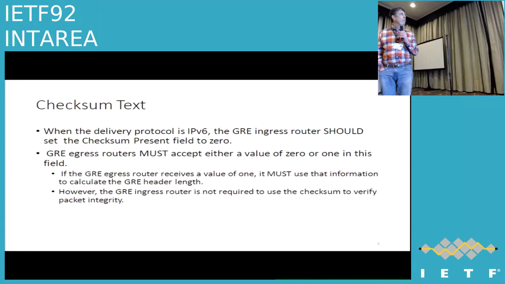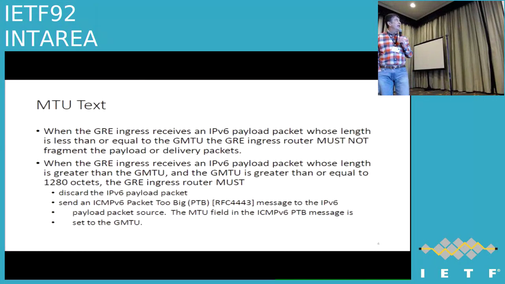The next change had to do with the MTU, and it is basically what you do when you're in a situation where fragmentation might be required. When the GRE ingress receives an IPv6 payload whose length is less than or equal to the GMTU, the GRE ingress must not fragment the payload or delivery packets. That means if you don't need to fragment, you must not.